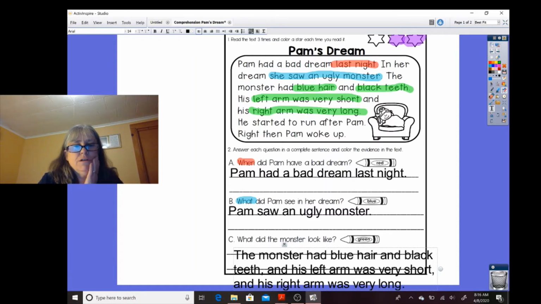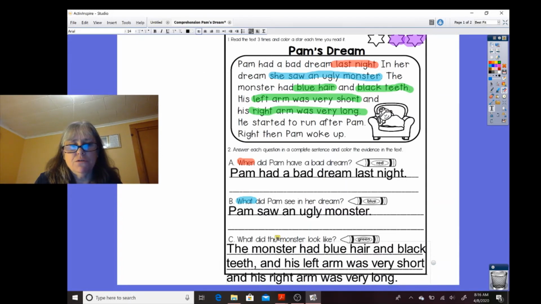All right, so first let's see if it's a sentence and did I answer the question. Let's check that first. So what did the monster look like? It says the monster had blue hair and black teeth, and his left arm was very short and his right arm was very long. So that does tell me what he looks like, and it is a complete sentence. So I could stop here.